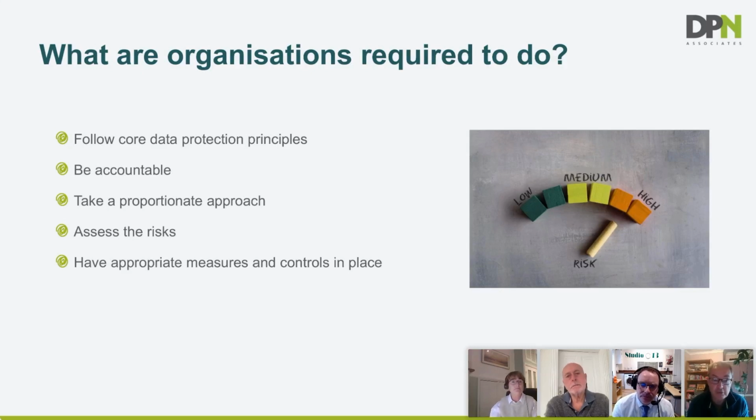So obviously, follow the core data protection principles. We're reminded that GDPR is a principle-based regulation, which means that organizations need to be accountable for their activities. They need to be able to identify their risks, assess them, and put proportionate measures and controls in place to protect individuals against those risks. The good news is that, as it's principle based, we can take a proportionate approach based on the nature of the processing that we're doing, the size of the organization, etc.